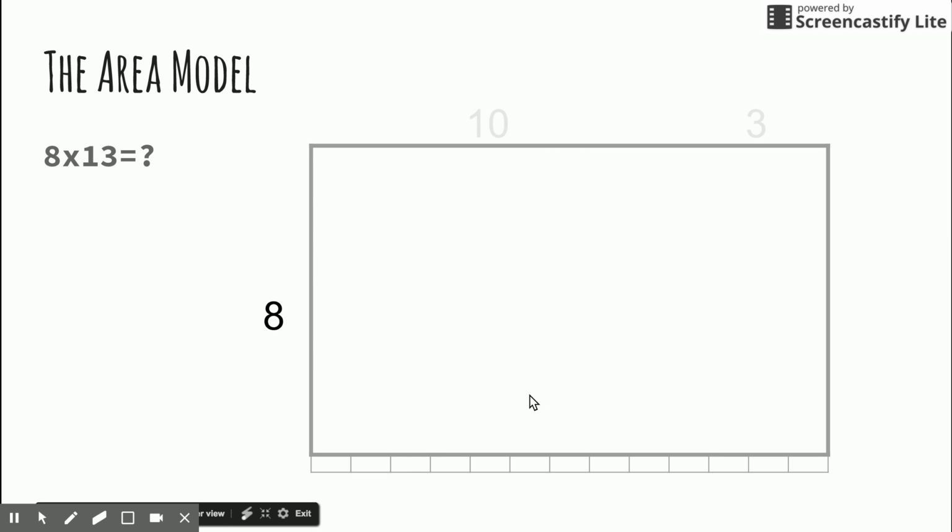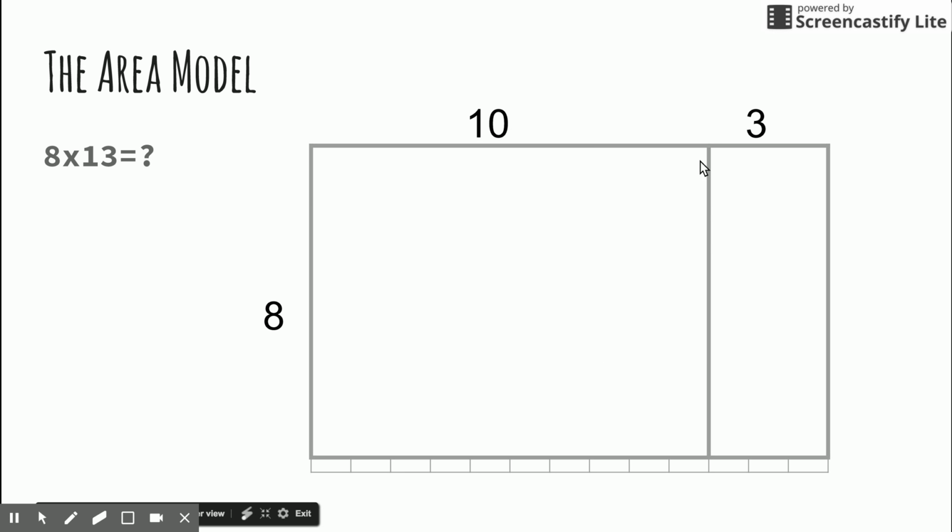If I wanted to use the distributive property and split 13 into 10 and 3, which we spoke about, I would basically just draw a line to show that I have two different rectangles. This rectangle is an 8 times 10 rectangle, while this one is an 8 times 3 rectangle.